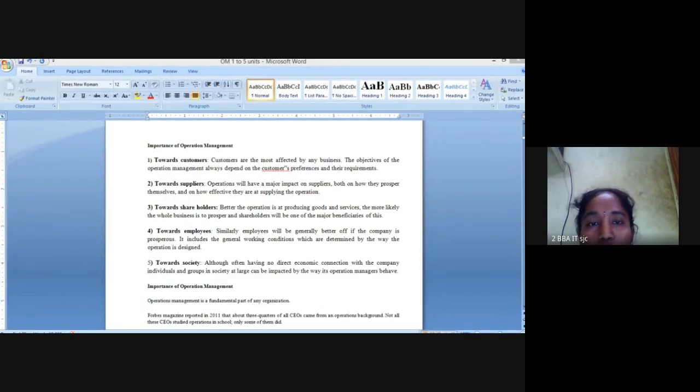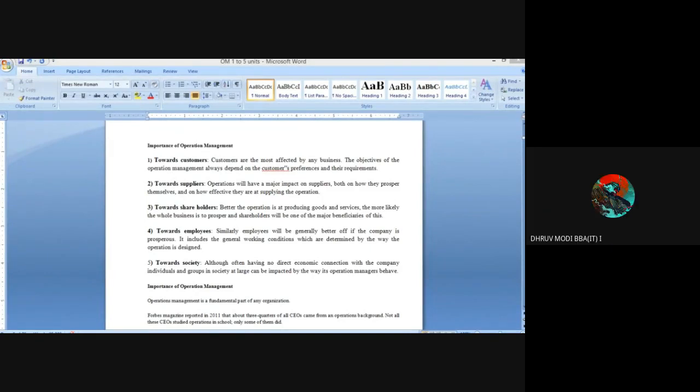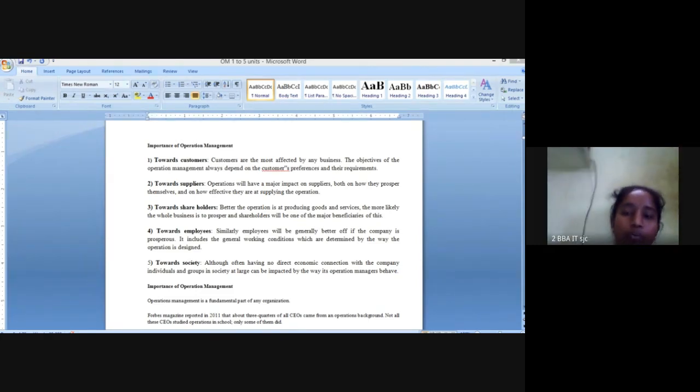Can anyone tell who are called shareholders? Ma'am, shareholders are those people who own a certain small part of the company. Those who invest their amount in an organization are called shareholders, right?